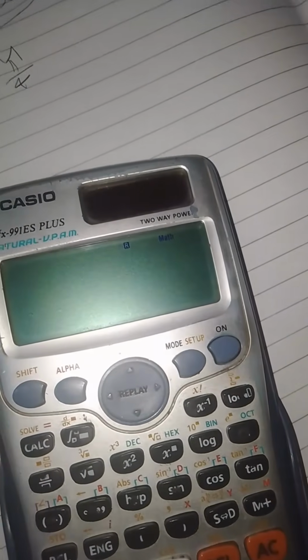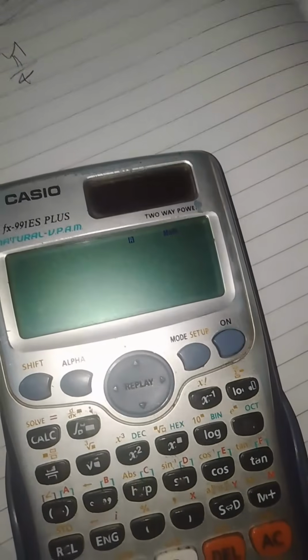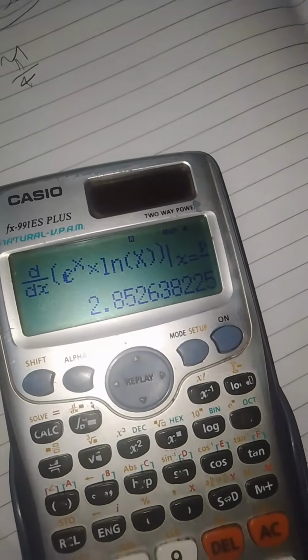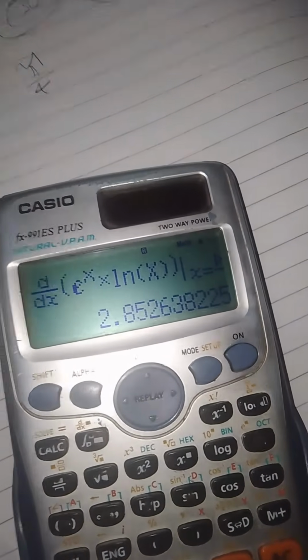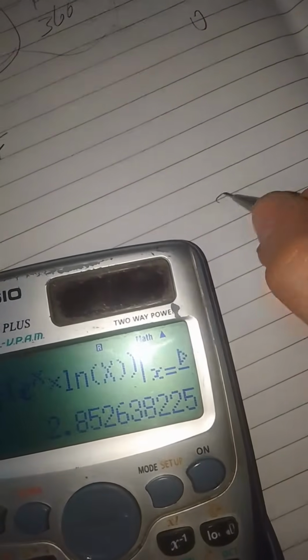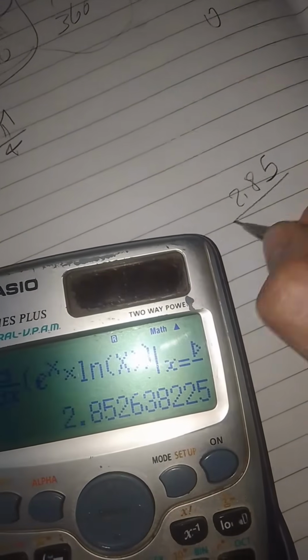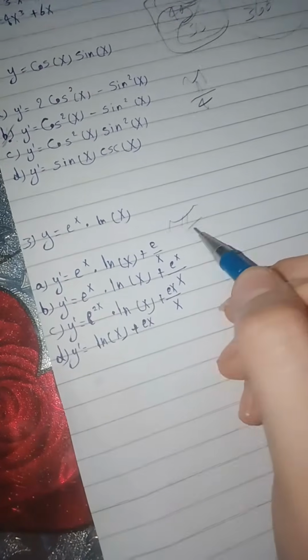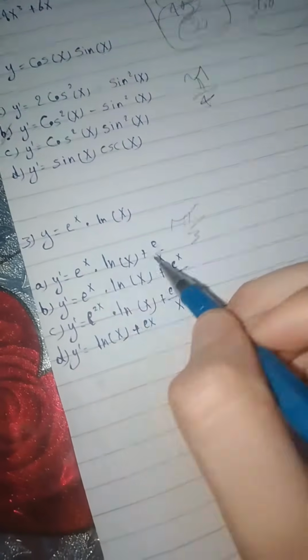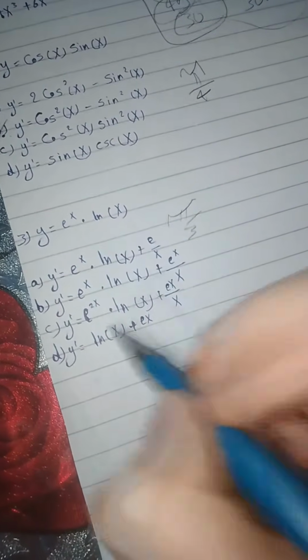I'm gonna press answer. So that gives me what? That gives me 2.85. I'm gonna record it, 2.85. Just record it. Now what I'm gonna do is substitute pi over 3 for all the x's in the equations, and the equation that gives the same value is going to be the right answer.